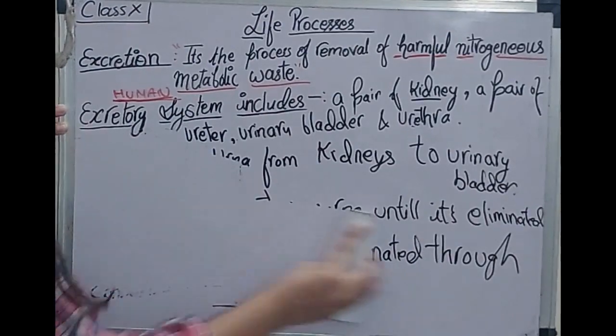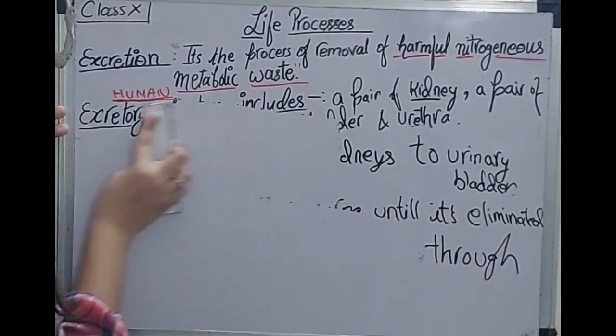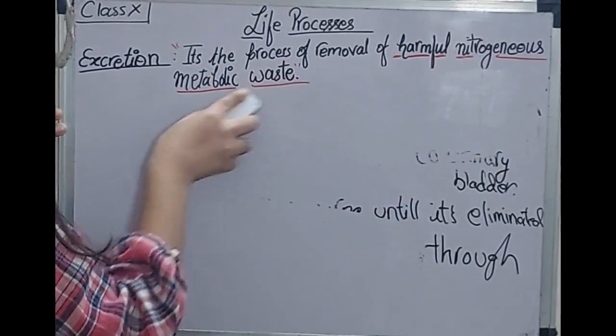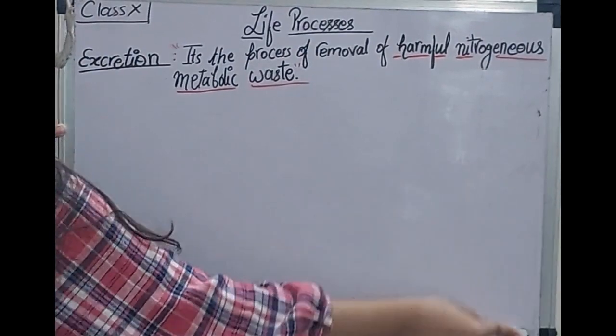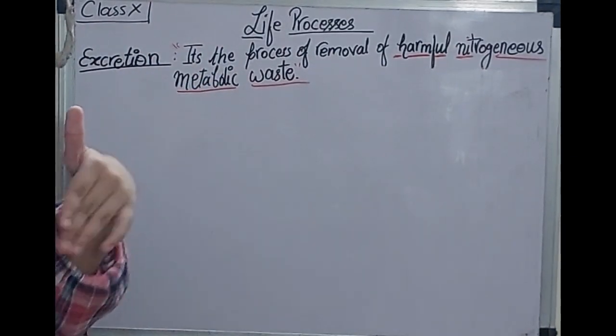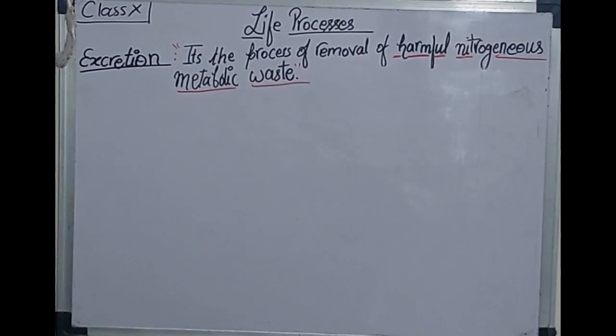Let me just recapitulate what we have learned today. We talked about humans only. In the next video, we are definitely going to talk about a few other organisms, followed by plants, excretion in plants. Excretion is the process of removal of harmful nitrogenous metabolic waste. This nitrogenous metabolic waste is actually very toxic and it can't be stored in our body. So we have a whole excretory system. It includes your pair of kidneys, pair of ureters, urinary bladder, and urethra.